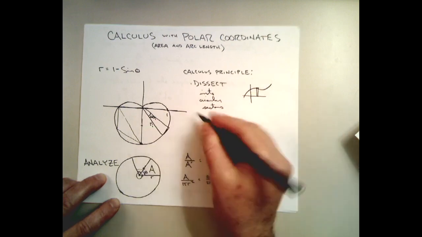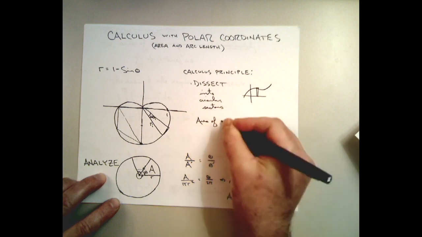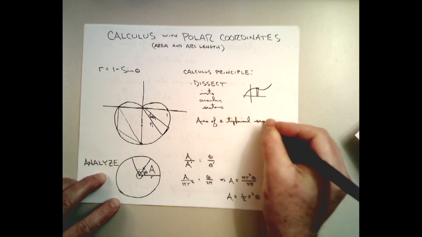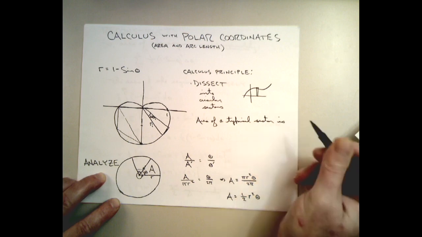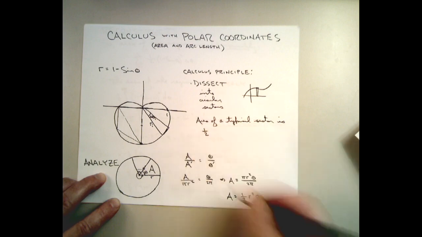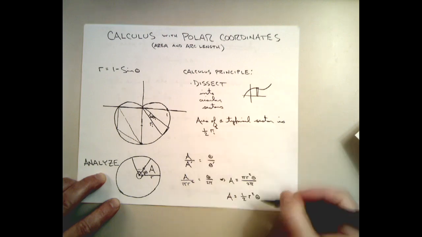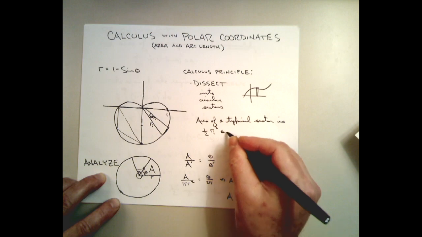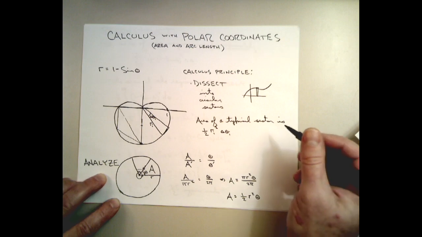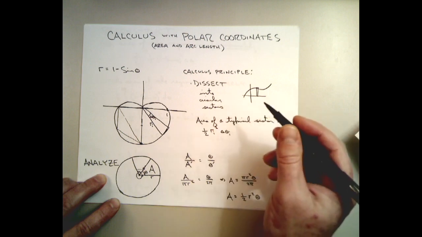And so the area I'm looking for up here, the area of a typical sector, is going to be 1/2 times the radius, which in this case is r sub i, squared, times the angle. And the angle is this delta theta sub i. And so there we have it. We've dissected into circular sectors. We've analyzed the area of a typical sector.